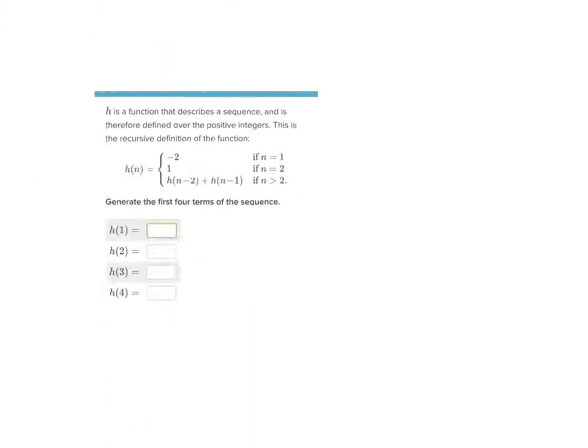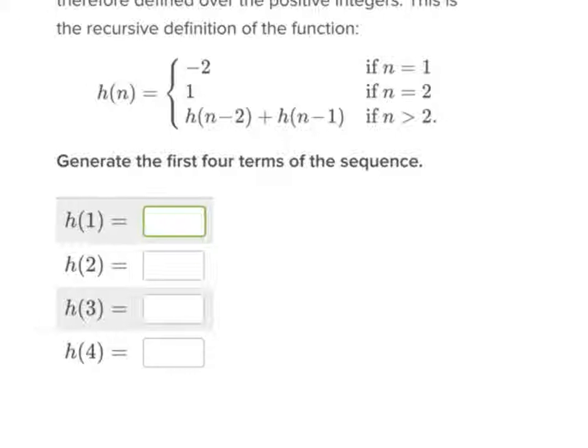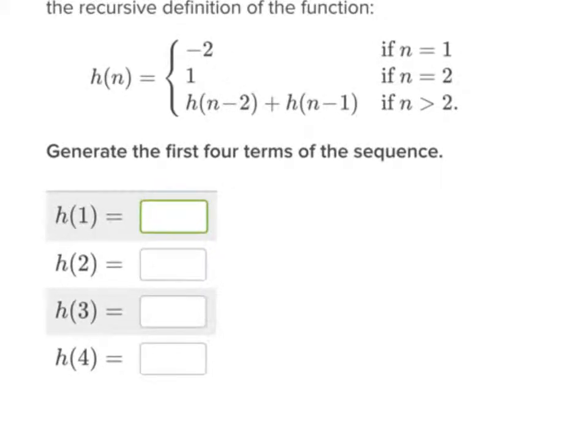Okay. Pause the video and try this one right here. Okay, so this one's a little different from the others we've done. If n is 1, our output's negative 2. Well, that makes this one real easy, doesn't it? The output is negative 2. And when n is 2, the output is 1. Well, that makes this easy, 1. So really, I only have 2 of them to calculate, right?